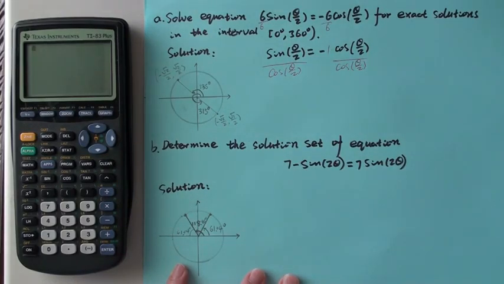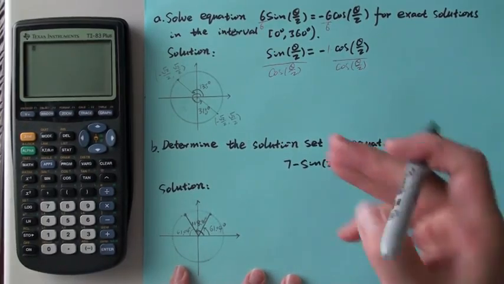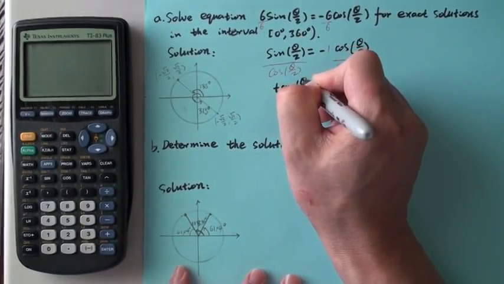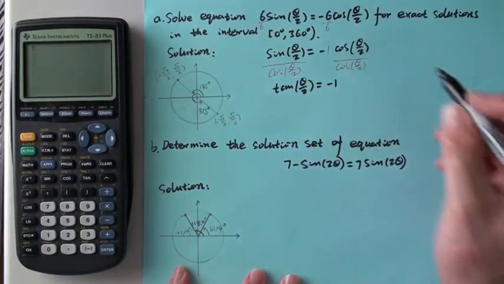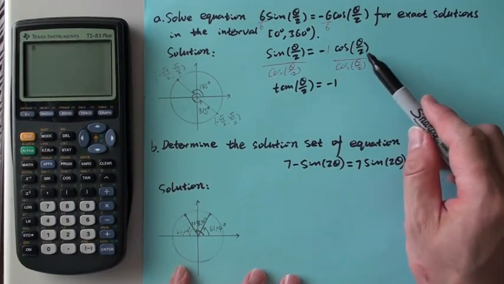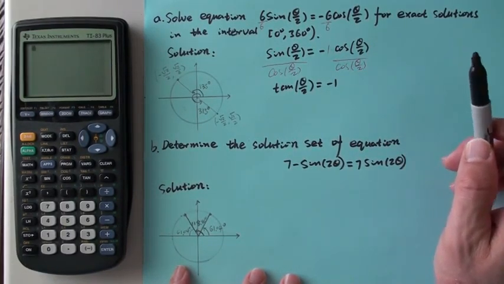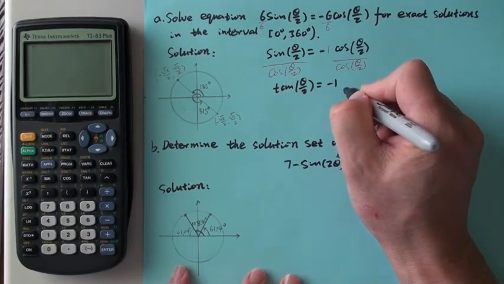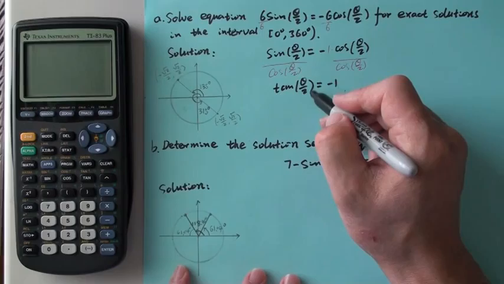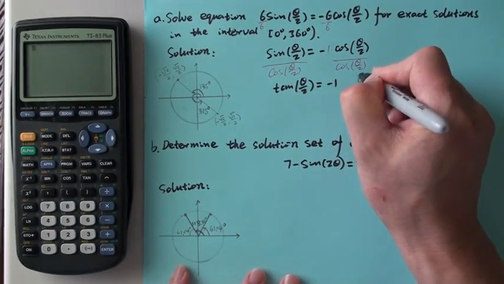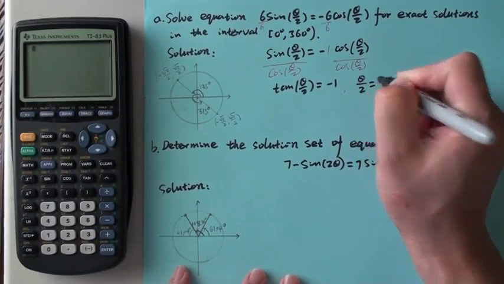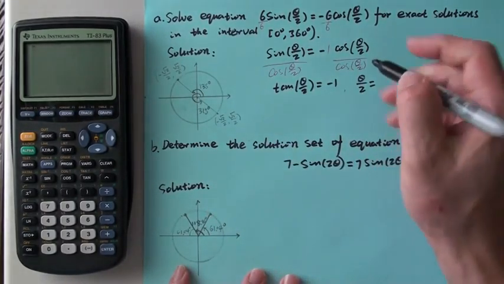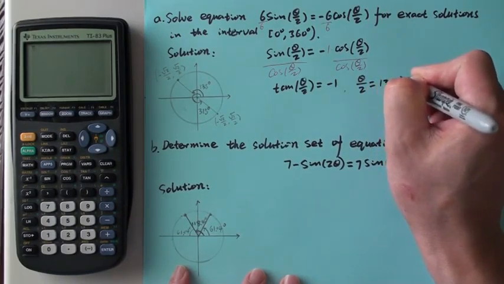Alright, then what do we get? Sine over cosine is tangent. So tangent theta over 2 equals negative 1, because cosine theta over 2 upstairs and downstairs will be cancelled. Now, if we know that tangent theta over 2 is negative 1, so we know theta over 2 will be 135 degrees.